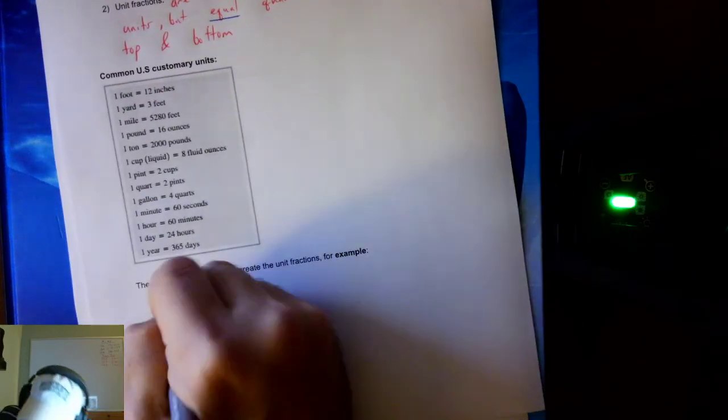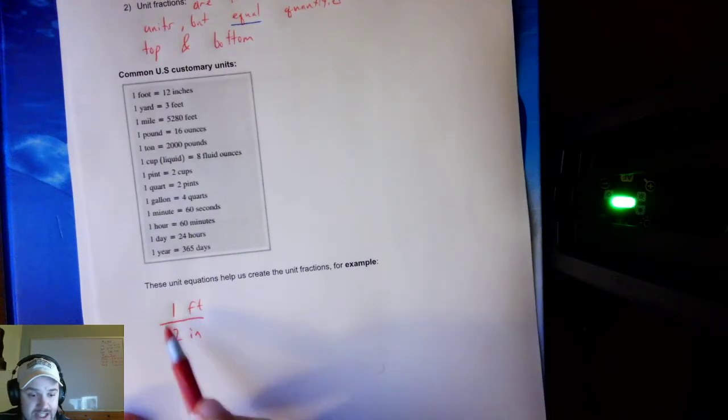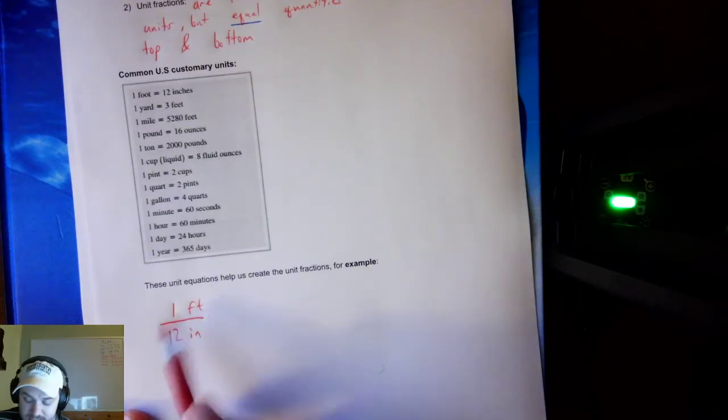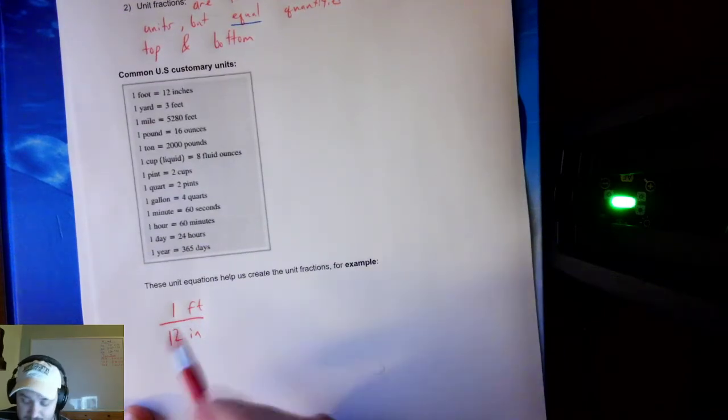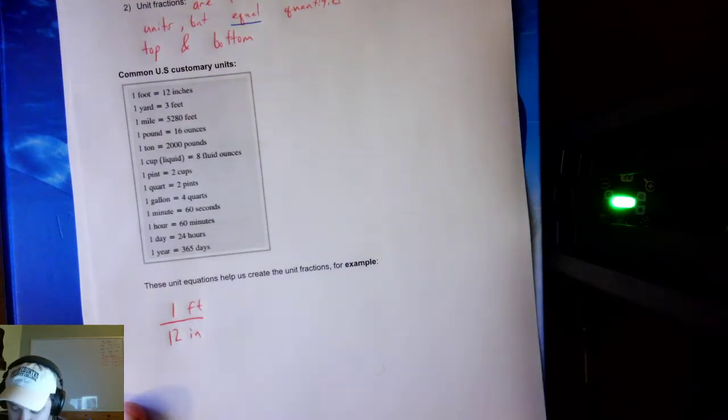Let's write some unit fractions. The first one is 1 foot over 12 inches. 1 foot and 12 inches measure the same amount, right? That is the same length. This fraction is equal to 1. This fraction is a unit fraction. The top and bottom are measuring the same distance, but they're using different units.